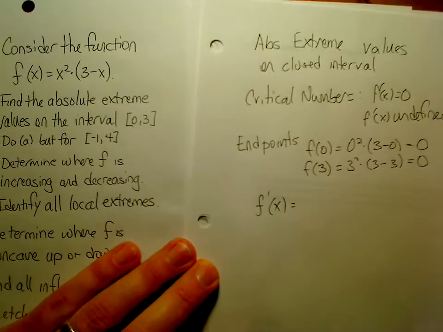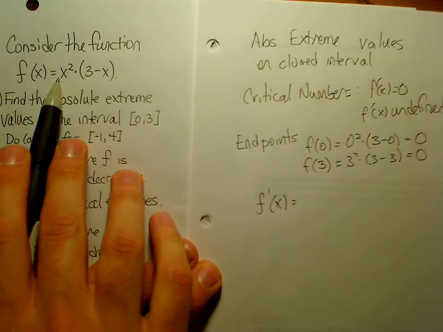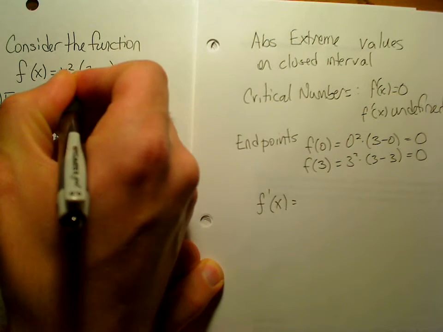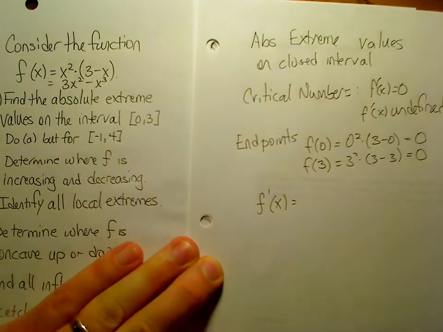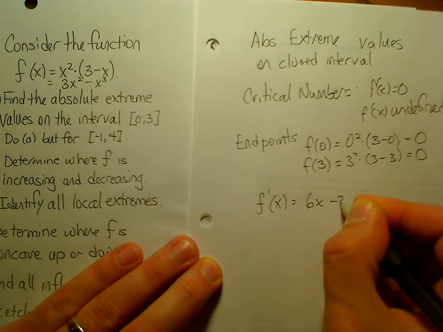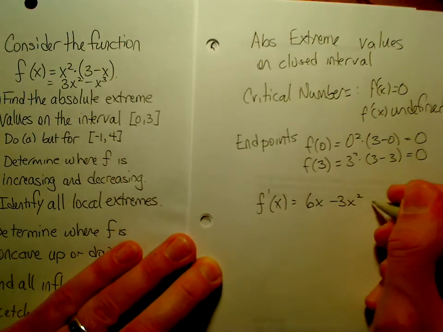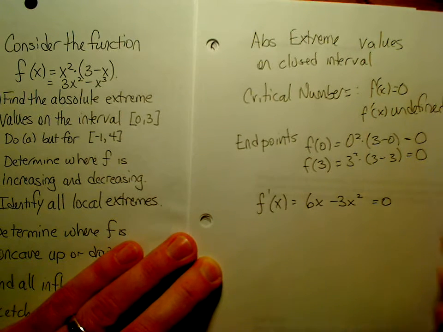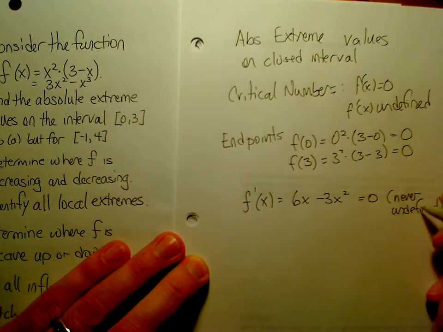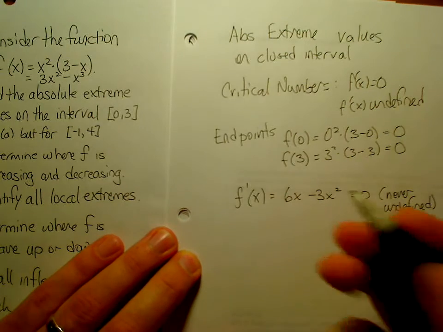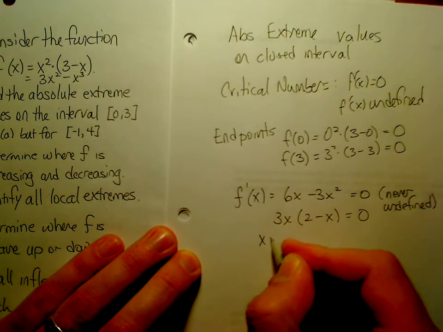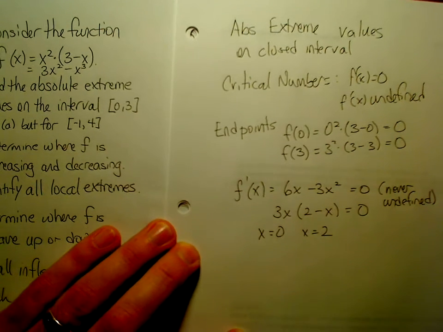F prime of x equals, well, remember how f of x is written. You could do product rule, split this all up. It's probably easier to distribute first and just do a couple power rules instead. So that's 3x squared, so the derivative of that is 6x. X cubed, derivative of that is 3x squared. I want to find out where that is 0, because that's definitely never undefined. I'd like to write that just to show that I thought about it. It's never undefined. Factor out the 3 and an x, and so I get 2 minus x equals 0. So either x equals 0 or x equals 2. Those are our critical numbers.